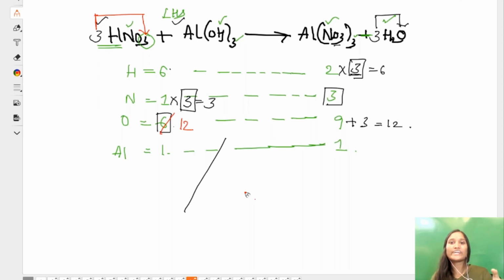Yes, guys. So the entire balanced equation is 3HNO3 plus Al(OH)3, giving Al(NO3)3 plus 3H2O. Right, guys? Are we clear with balancing this particular equation? Is there anyone who is stuck?